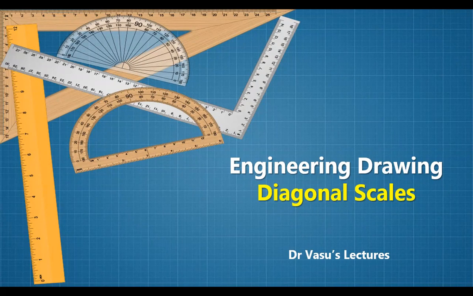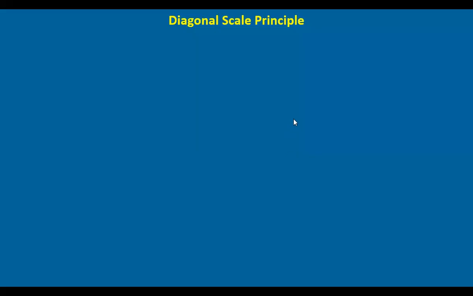Now let's jump right into the topic. Let's see the diagonal scales. So far in the previous videos, we have seen plane scales. In the plane scales, we have only two units, meters and decimeters, or kilometers, hectometers. Only two units are possible. Suppose we want a third unit also, like kilometers, hectometers, and decameters, or meters, decimeters, and centimeters. So how to get it?